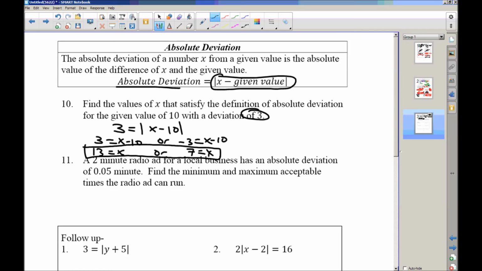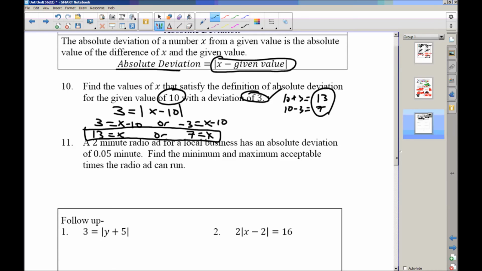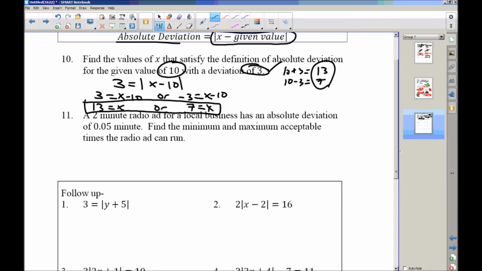So what this is really saying is, hey, find the distance that is 3 away from 10. What are the two numbers that are 3 away from 10? Well, those two numbers are 13, that's 10 plus 3, and the other one would be 7. So these are the two numbers that are 3 away from 10. Okay? And that's all it's really asking us to do. Now the definition looks complicated because as the problems get harder, we can plug into this formula as opposed to having to think about it.